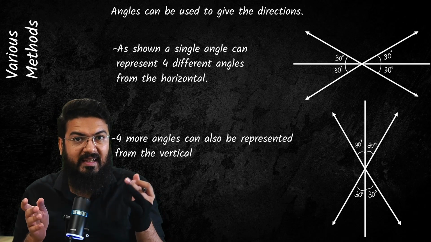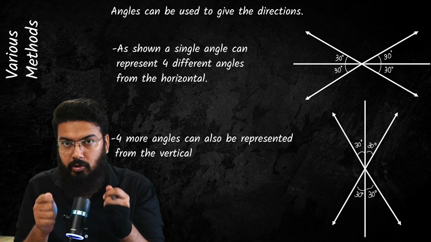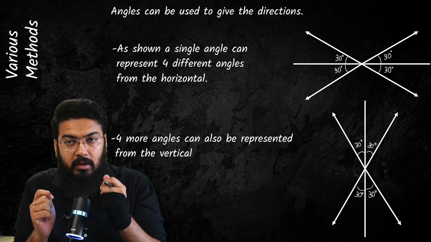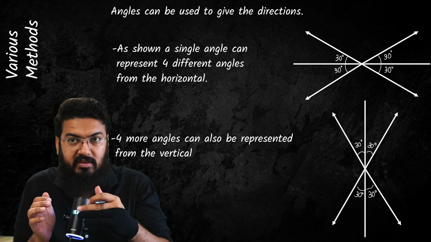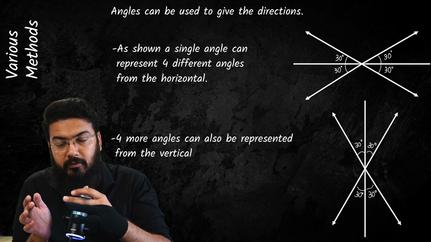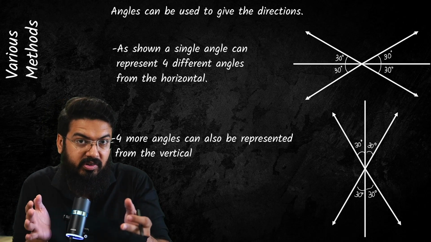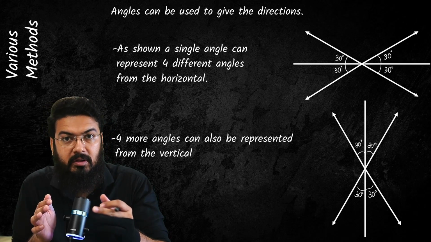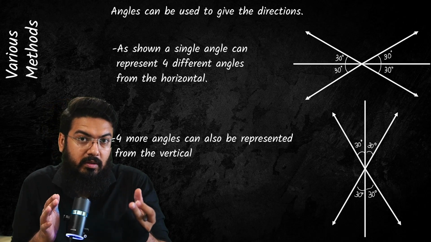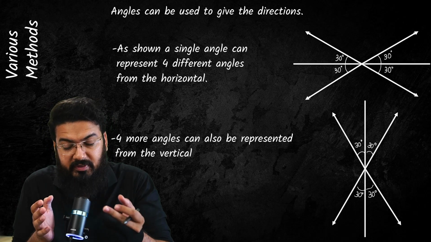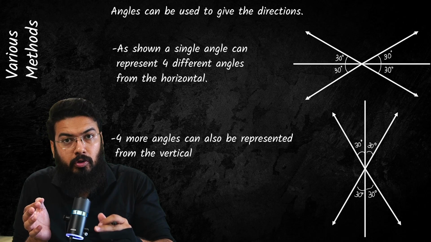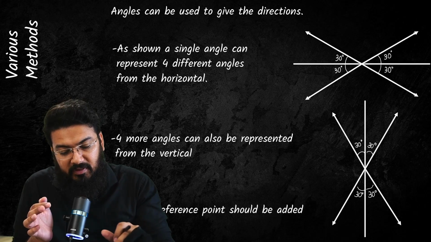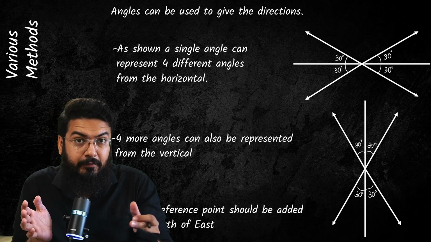So the problem with angles is that just saying the angle is not enough to give a certain direction. Maybe it's 30 degrees from the north, 30 degrees from the positive x-axis, 30 degrees from the south, 30 degrees from the negative x-axis or the positive y-axis, and so on and so forth. It could be a lot of different things. So to amend that, we add reference points. That's where bearings come in.